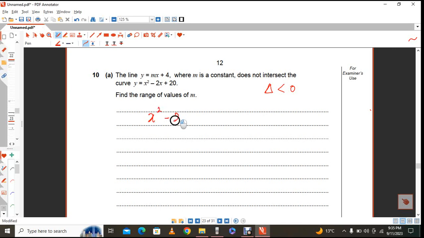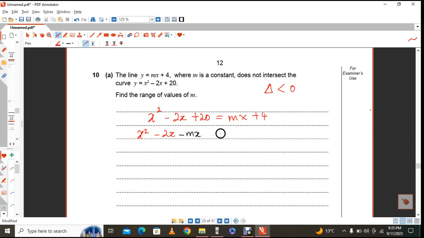You say x squared minus 2x plus 20 equated to mx plus 4, and everything should move to the left. So you're going to have x squared minus 2x. Just write that 2x nicely. Minus 2x. Of course, if you bring that mx, it becomes a minus mx.